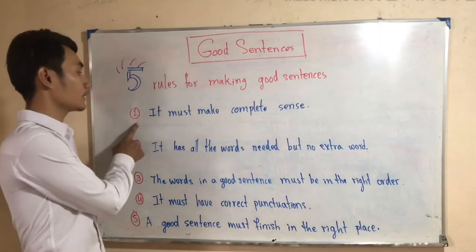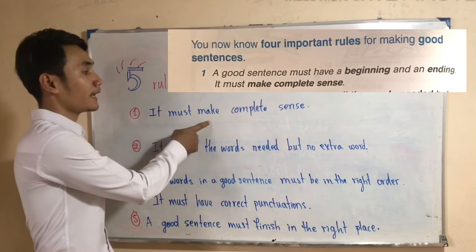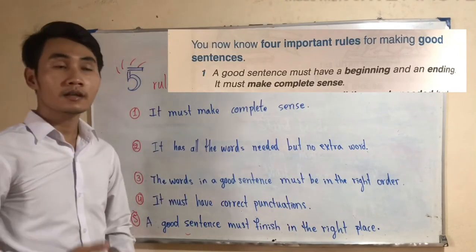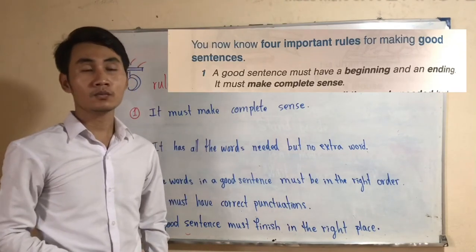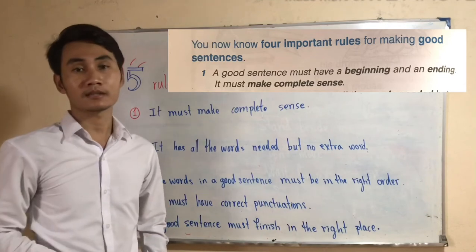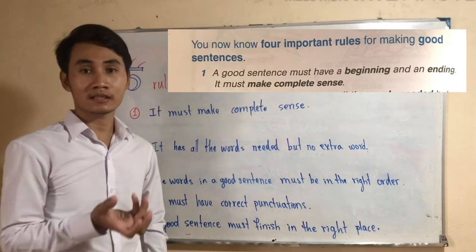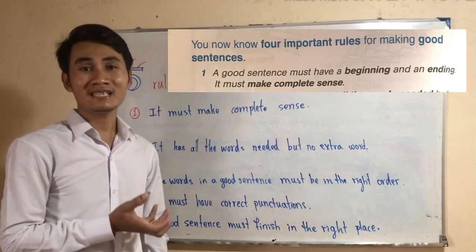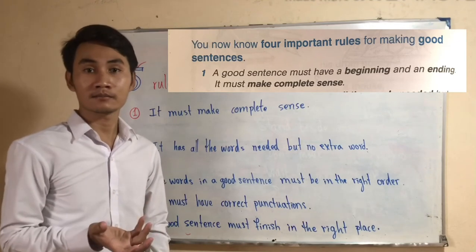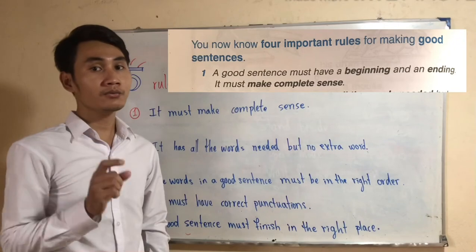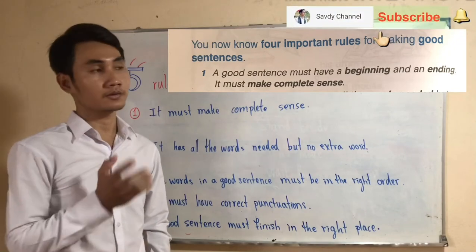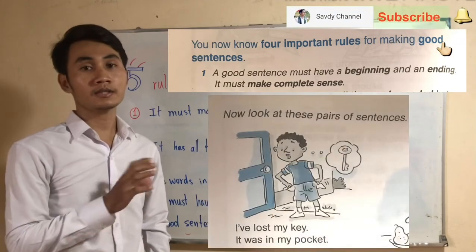The first rule is that it must make complete sense. What is a sentence that makes complete sense? Making complete sense means that your sentence must have the beginning and the end correctly. Okay? I will give you examples of this rule. This is the example. You can see this.